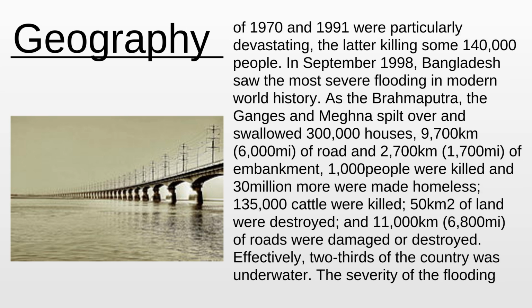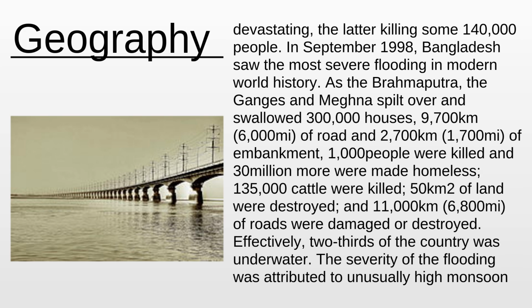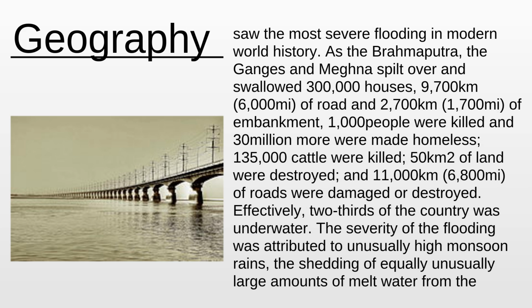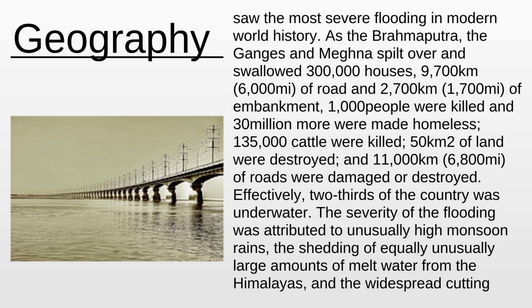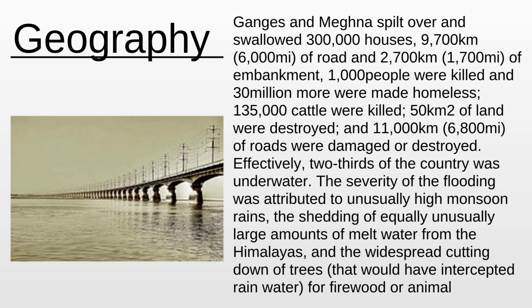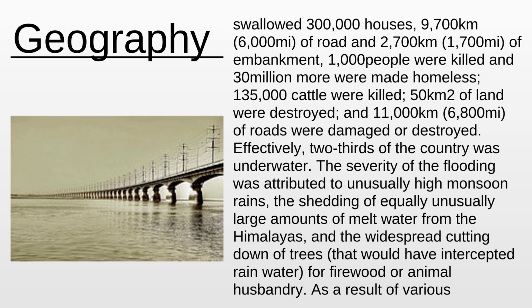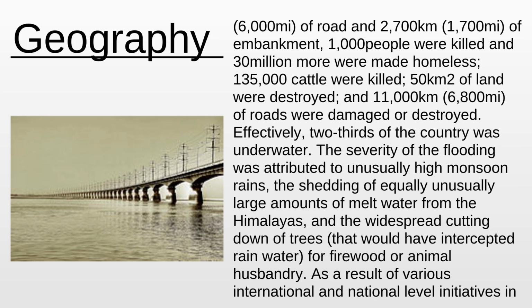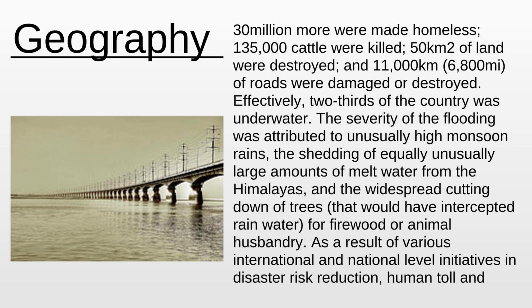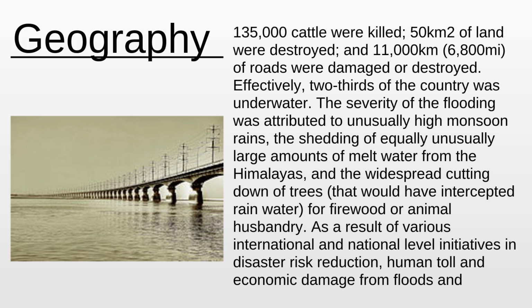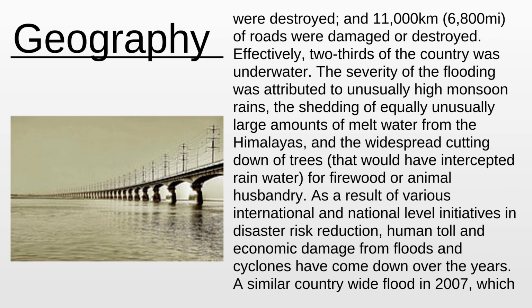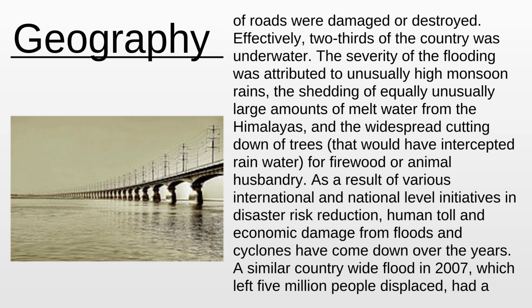As the Brahmaputra, the Ganges and Meghna spilt over, they swallowed 300,000 houses, 9,700 kilometers, 6,000 miles, of road and 2,700 kilometers, 1,700 miles, of embankment. 1,000 people were killed and 30 million more were made homeless, 135,000 cattle were killed, 50 square kilometers of land were destroyed, and 11,000 kilometers, 6,800 miles, of roads were damaged or destroyed. Effectively, 2/3 of the country was underwater.